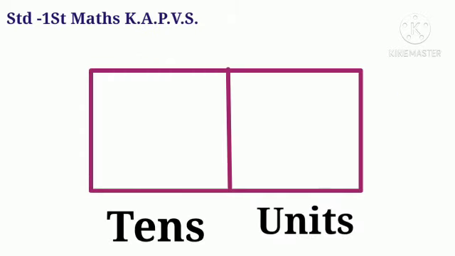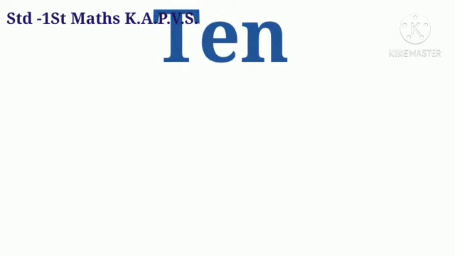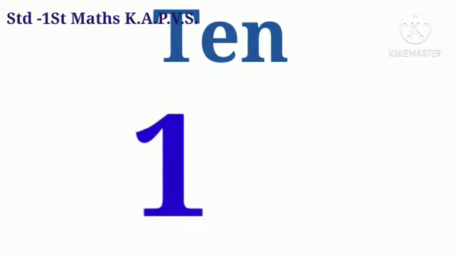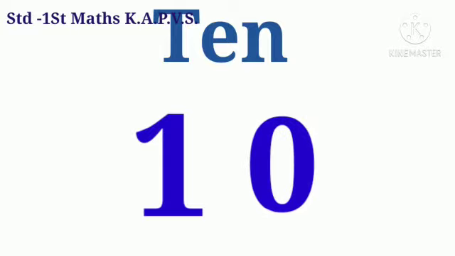Nothing is left in units house, so we write 0 in it. A 10 has 1 ten and 0 units. And so the number 10 is written as 1 0.